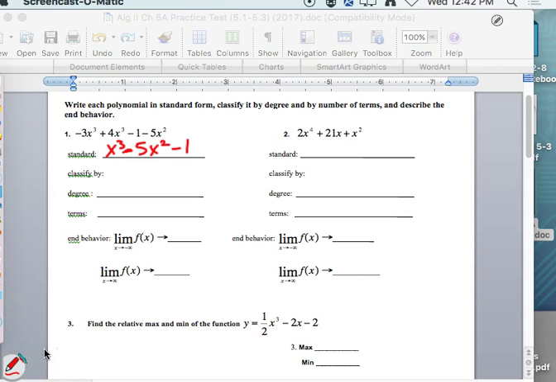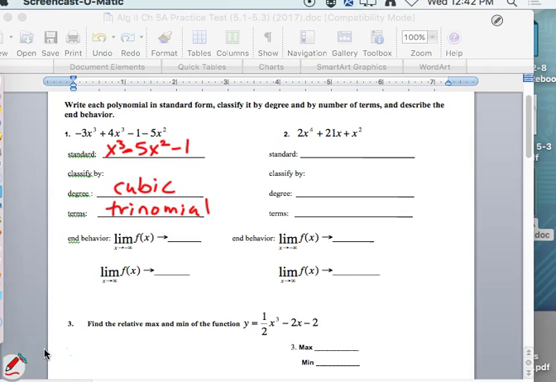Now, people get confused because it says classify by, and then it has a little colon. Does that mean I write stuff there? No, no, no. Remember, we're going to classify by degree and by terms. So that's where the names go. What is this called based on its degree? It is a cubic. That's a little 3 right there, the highest power, which is the degree. How about by the number of terms? A trinomial. 1, 2, 3 terms. Trinomial.